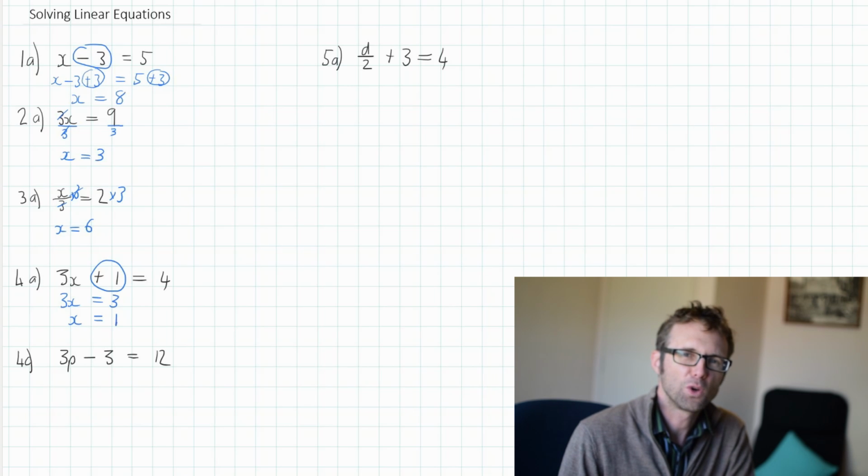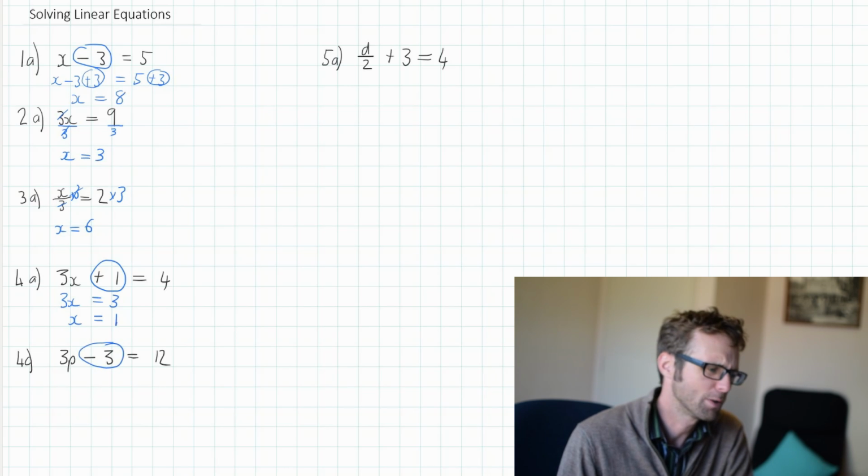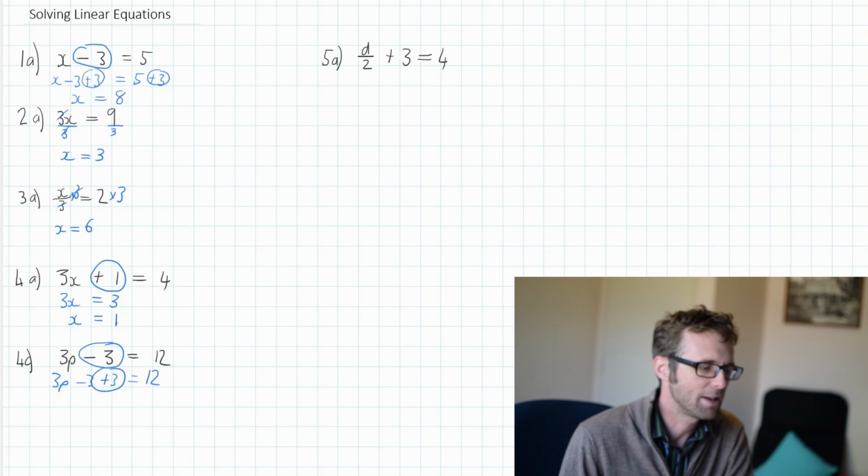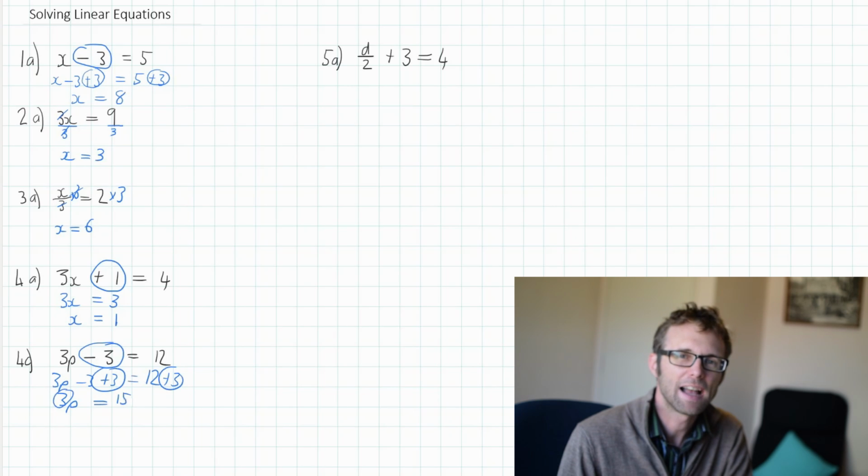Okay, let's have a look at 4d. Same kind of thing. Instead of dividing by 3 first, I'm going to get rid of this minus 3. Now, how do I get rid of minus 3? I'm going to go 3p minus 3 plus 3. That's what I've done to get rid of that first minus 3. Then I'm going to add 3 to this other side here. So I'll have 3p is equal to 15. My next step is to get rid of this 3. I need to divide both sides by 3. So I get p equals 15 divided by 3, which is 5.